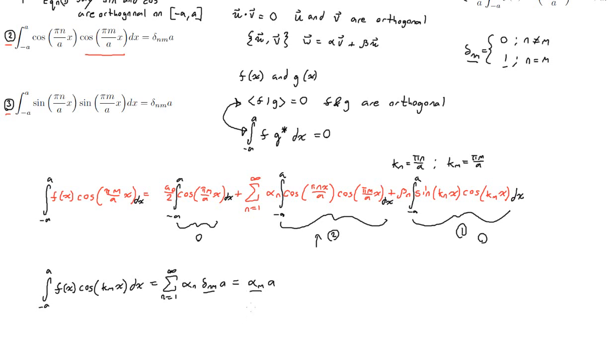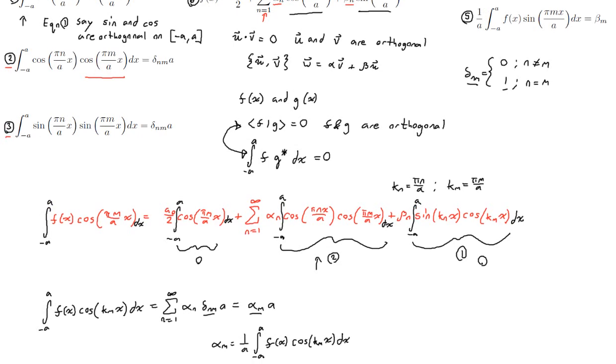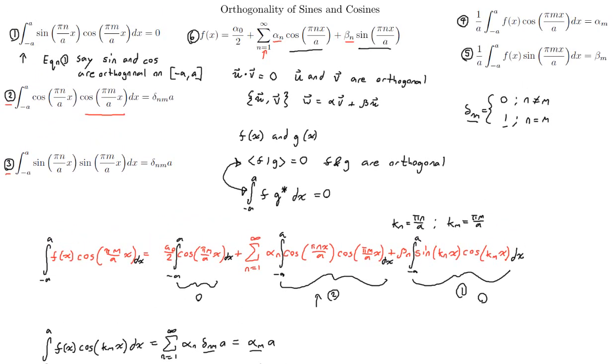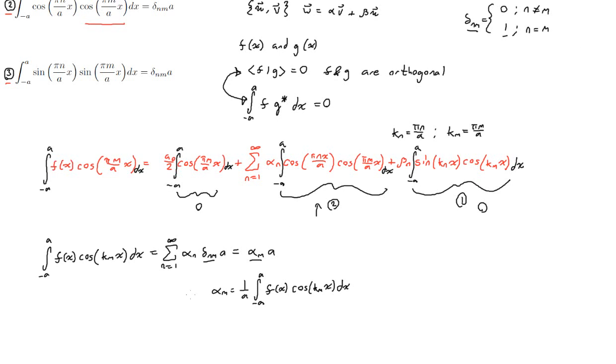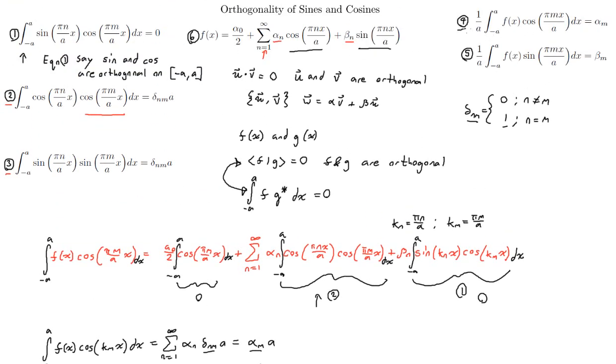And now we can solve for a sub m. So a sub m is equal to 1 over a, just dividing, times the integral of this. And of course, if you want, you can rename m to n. It doesn't really matter, just as long as you do it to both sides. But this right here, lo and behold, is actually equation 4, right up here. And that's how you solve for these constants.